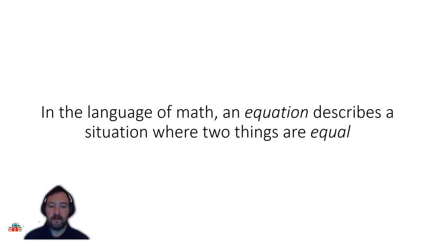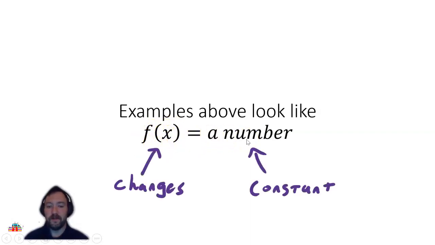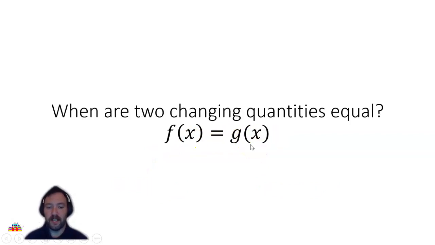So in summary, in the language of math, an equation describes a situation where two things are equal. Okay. The examples we looked at above had sort of the form f of x, so that's our function, x is the input, equal to a number, right? And notice here that f of x is like a thing that changes, but the number is a thing that's constant. So like in the last examples we looked at, like C of V equals 10, this was just some constant thing that's not changing.